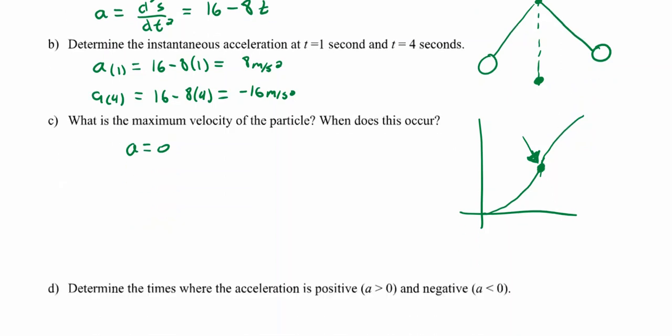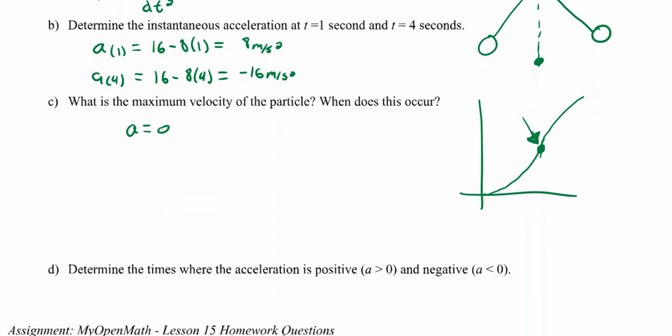So anyway, that's the idea. When a is equal to 0, that'll be our maximum velocity. That would also be, if you were graphing, well, no, maybe I won't get into it. I think I've explained that enough. Okay, so when a is equal to 0, we'll say 0 is equal to the acceleration formula, 16 minus 8t. So 8t is equal to 16, so t is equal to 2 seconds.